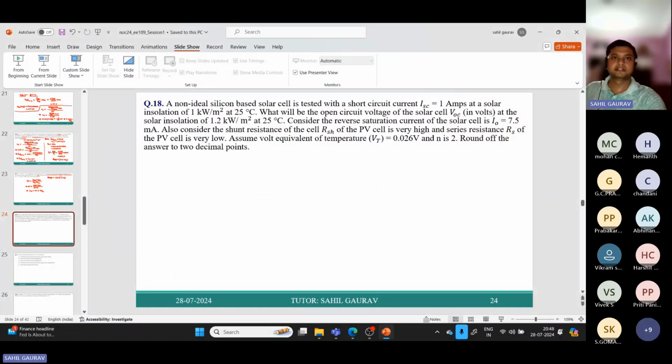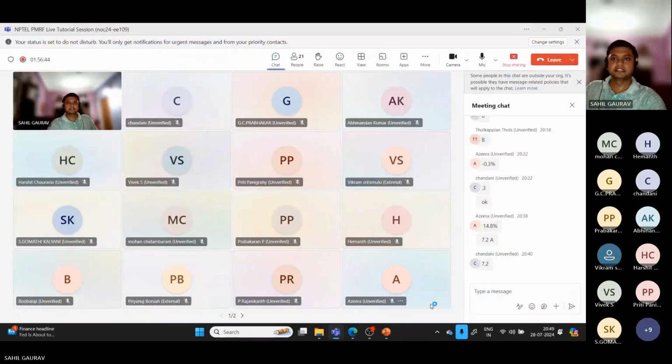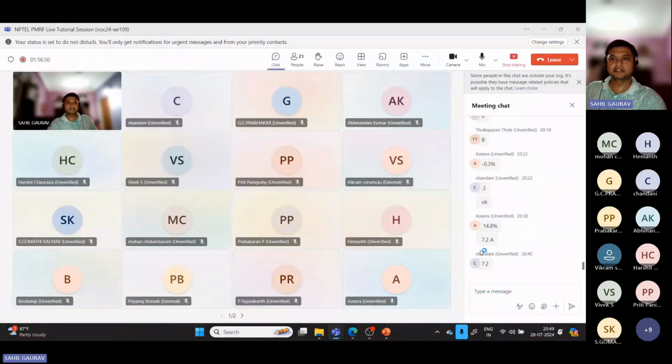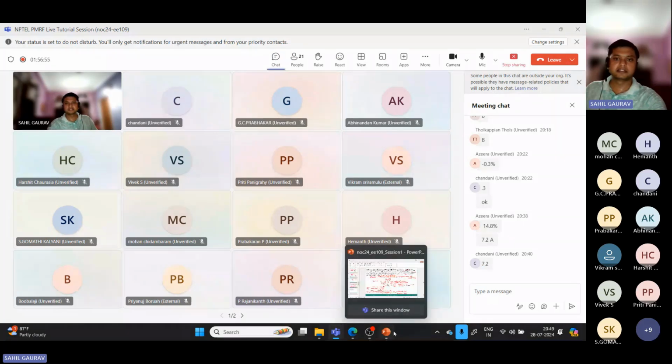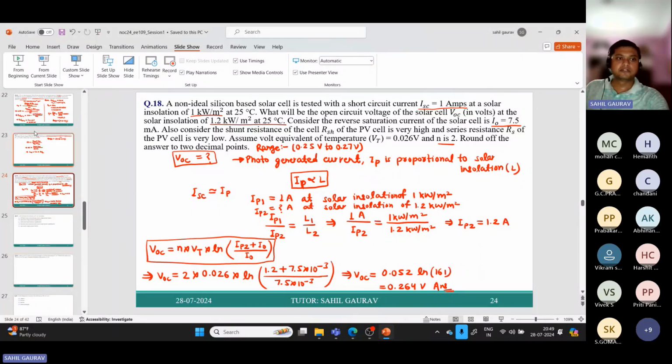This problem is a nice problem. It is a different type of problem. How many of you are solving? I think no one has given the answer. No problem anyway. We have very little time, so we will solve problems quickly.